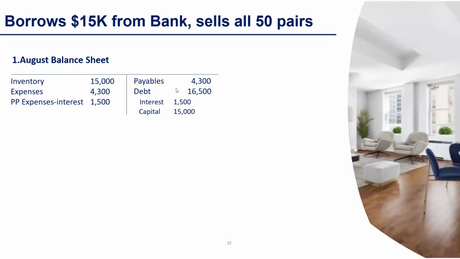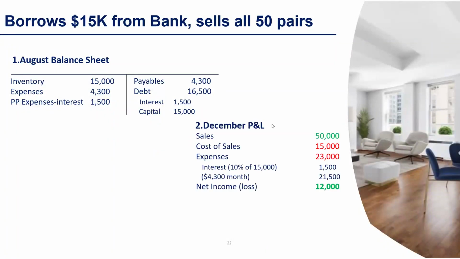Now, she will also have expenses of running the business, which are normal. The second thing is what will have happened at the end of December, with her profit and loss or income statement. She would have sold all the 50 pairs of shoes at $1,000, so her sales will be $50,000. Her cost was her inventory of $15,000, and then she will have to pay the 10% interest plus the expenses that she had for 5 months of $4,300 or $21,500 in total.